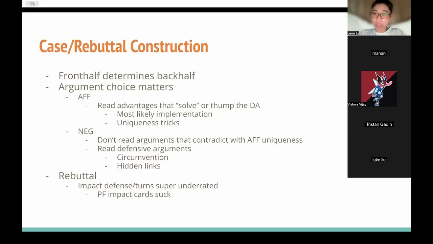And I know, for example, on the Somaliland topic, once again, that a lot of teams were reading democracy bad to impact turn the governance AFF that a lot of people were reading.